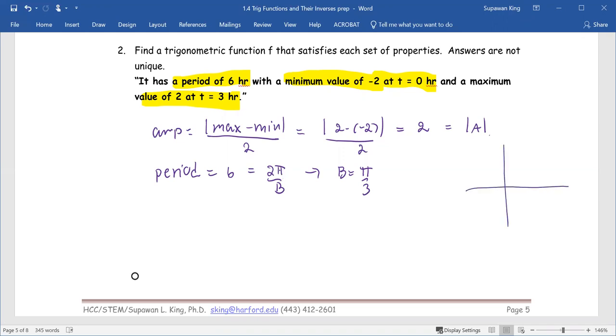If you plot the graph, you get a better idea about the graph, the sine or cosine form. At t equals 0, the minimum of negative 2. At t equals 3, the maximum of 2. So the graph rises from negative 2 to positive 2 with the period 6. That means from 0 to 3 is half of the period. And it looks like this graph is a reflected cosine graph. If it's a reflected cosine graph, then A is negative, so we have A equals negative 2.